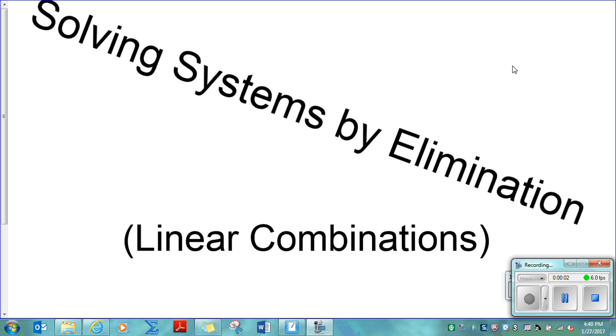Hi everybody, today we're going to learn about solving systems by elimination, also known as linear combination, so you could hear those words used interchangeably. It is our third and final method that we're going to be learning for solving systems of equations. So let's go ahead and get started.